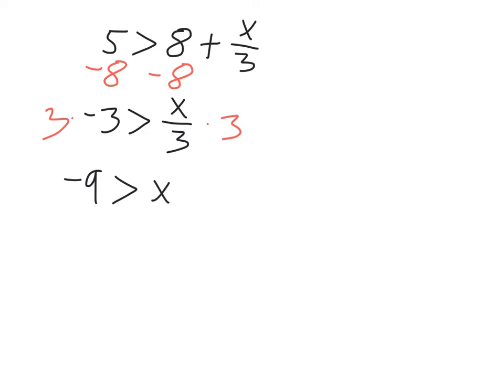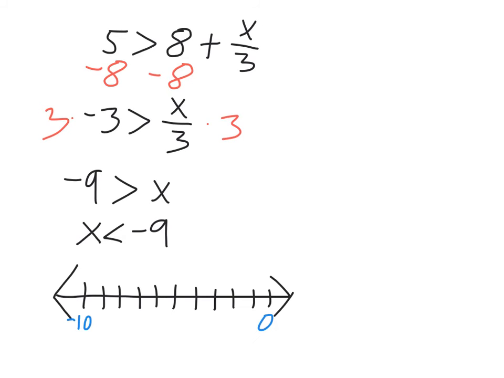However, we will end up changing the sign now because x is on the right, and to graph it we need it on the left. So just completely switch everything. Negative 9 is greater than x is the same as saying x is less than negative 9. And then we graph it. Once again, there's no line underneath this, so that means it's not equal to, so it's an open circle at negative 9, and then we shade to the left.